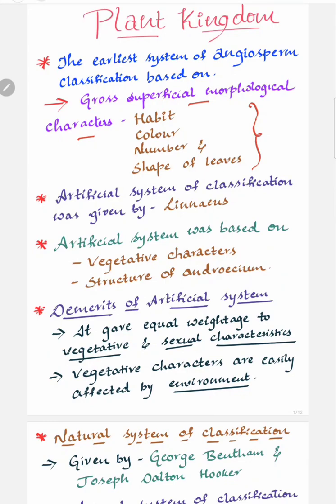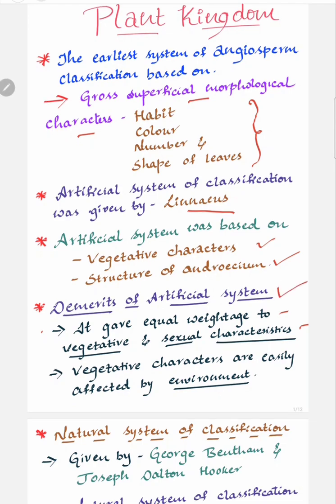Next, the artificial system of classification was given by Linnaeus, and the artificial system was based on vegetative characters and structure of androecium. And what are the demerits of this artificial system? This artificial system gave equal weightage to vegetative and sexual characteristics. Next, vegetative characters are easily affected by the environment. So these are some of the demerits of the artificial system.